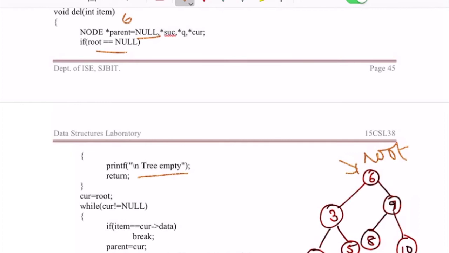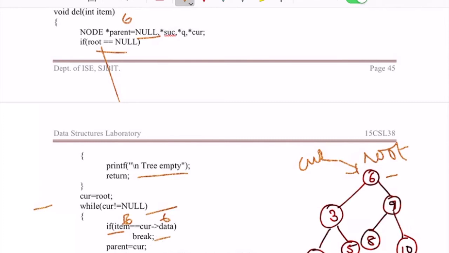Otherwise, in this scenario, since the root is not null, this condition fails. You go to the next line, wherein you are initializing current and pointing it to root. While current not equal to null, the condition is true because it is not null. I am trying to find the item. The item is 6. The current's data is also 6. The condition is true. We have found the element that needs to be deleted. We are going to break.